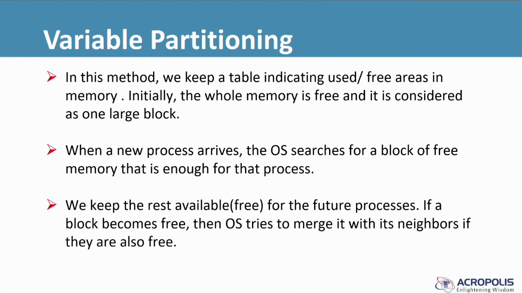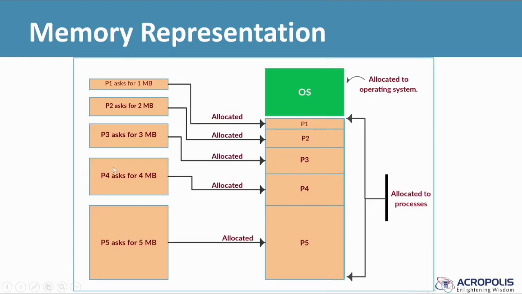Okay. So let us look at how it actually looks. For example, this is a memory representation of our variable partitioning. There is one process which requires 1 MB, so it is allocated to P1. Like here, P2 as well, P3, P4, P5, it is a memory representation. So when P1 asks for 1 MB of memory, it is allocated.